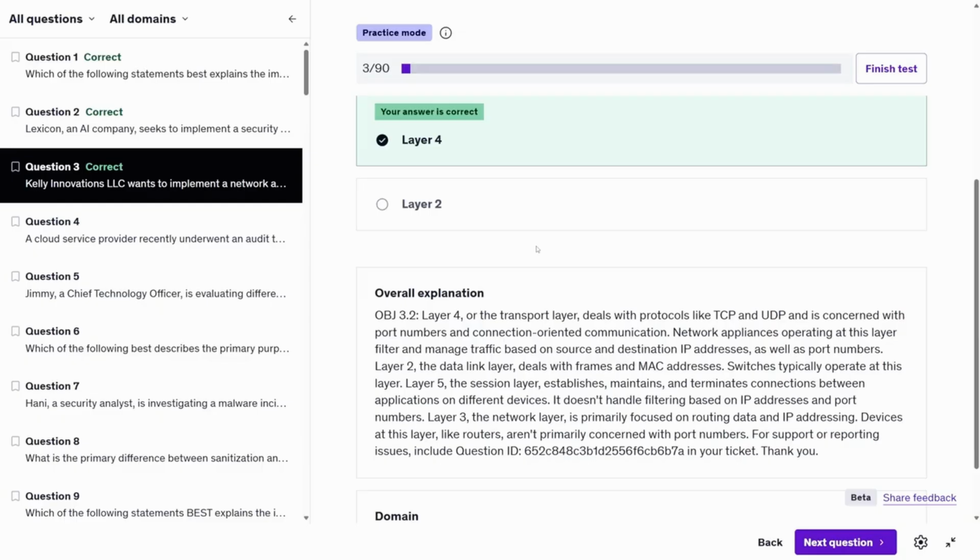Layer 5, the session layer, establishes, maintains, and terminates connections between applications on different devices. It doesn't handle filtering based on IP addresses and port numbers. Layer 3, the network layer, is primarily focused on routing data and IP addressing. Devices at this layer, like routers, aren't primarily concerned with port numbers.